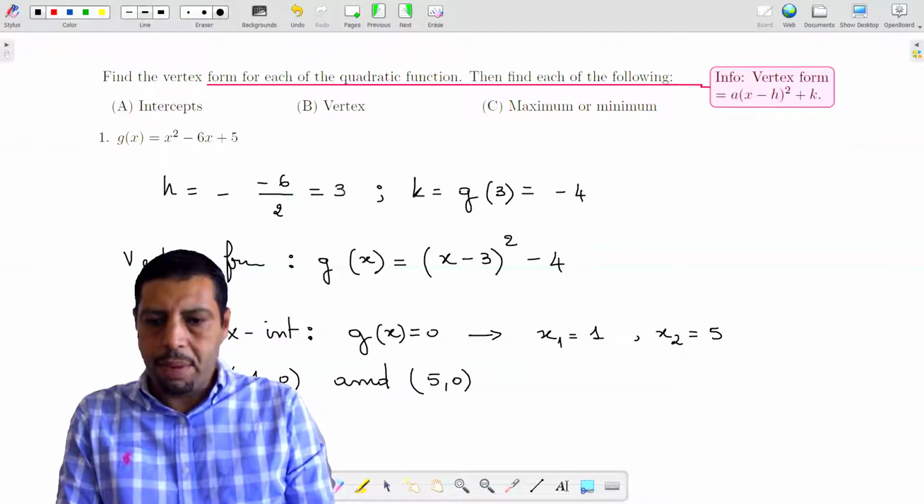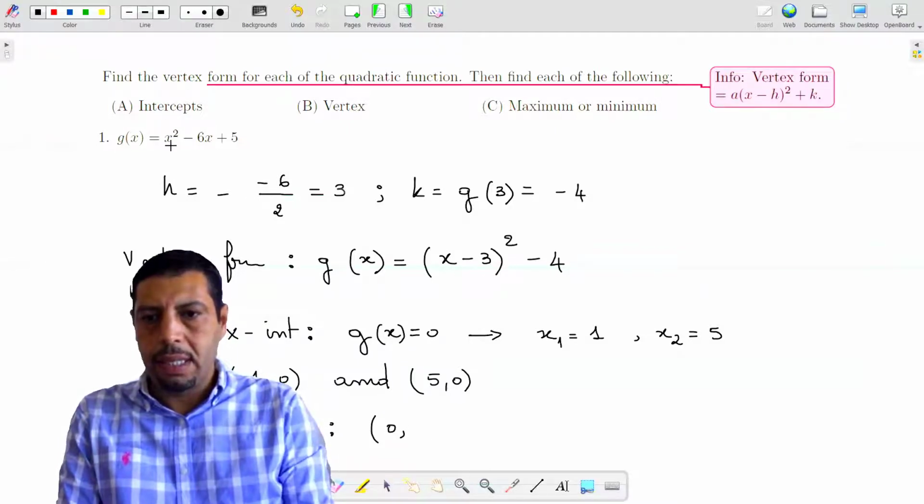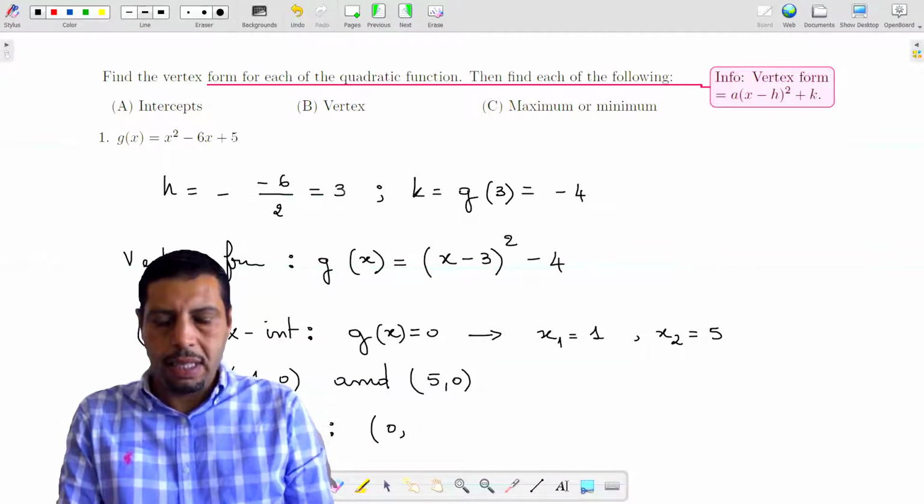The y-intercept point is the point 0, g of 0. It's always in this form, okay? So to find the y-intercept, you have to compute the output of 0. Here, if you replace the x by 0, you'll find 5. So the y-intercept will be the point 0, 5.